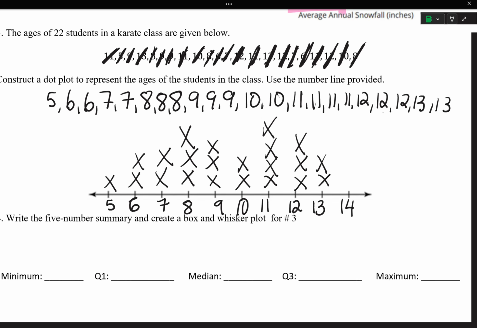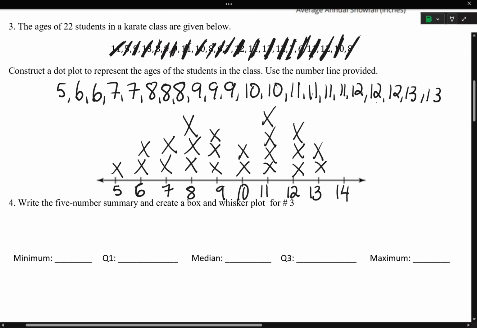Okay. The first thing I like to do for my 5-number summary is the minimum and maximum because it's the easiest thing. It's the smallest and largest number. So we've got 5 and we've got 13. Great. The next thing we need to find, absolutely need to find, is the median.